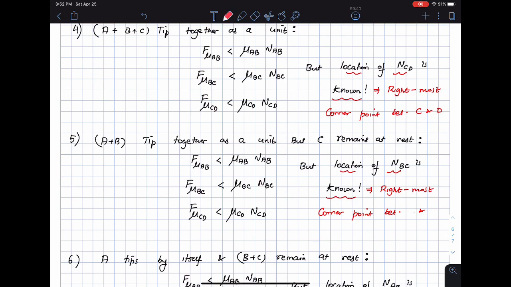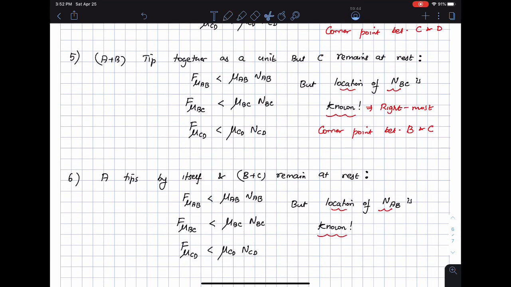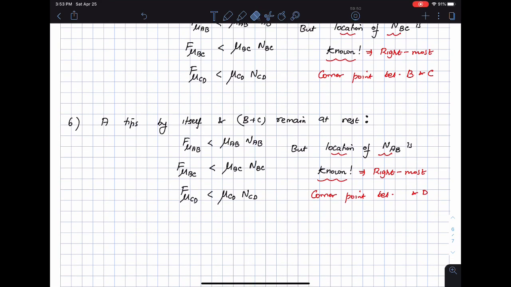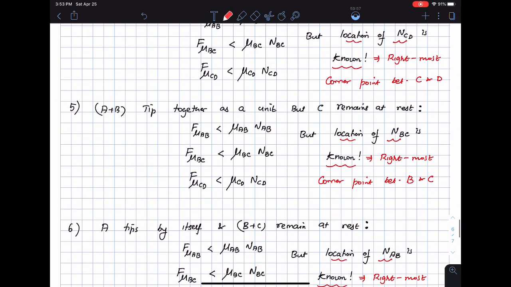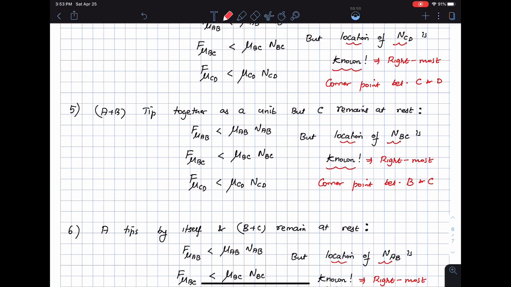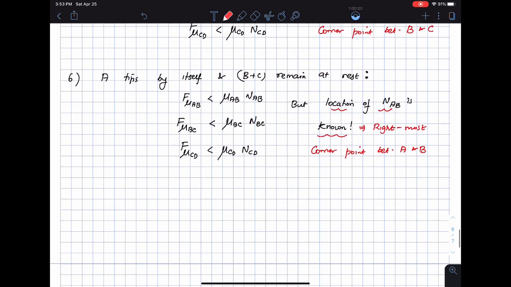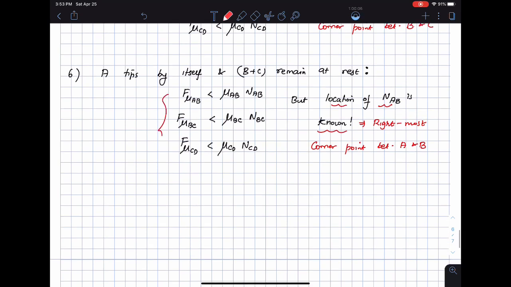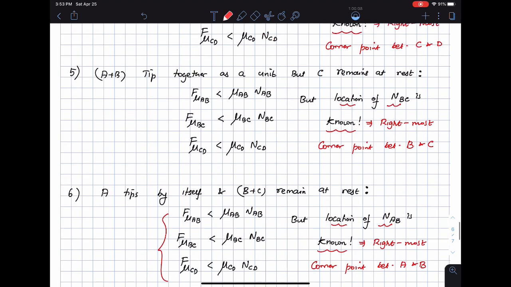And then the last one is going to be between A and B, at the bottom. So the bottom rightmost corner point between C and D, the bottom rightmost corner point between B and C, and then the rightmost corner point between A and B at the bottom. So these are the three tipping cases of motion that we have.